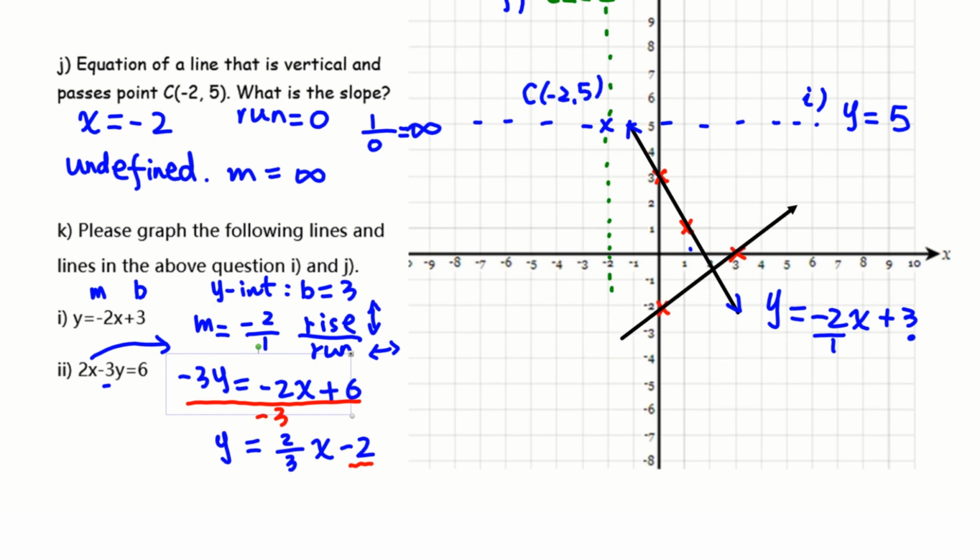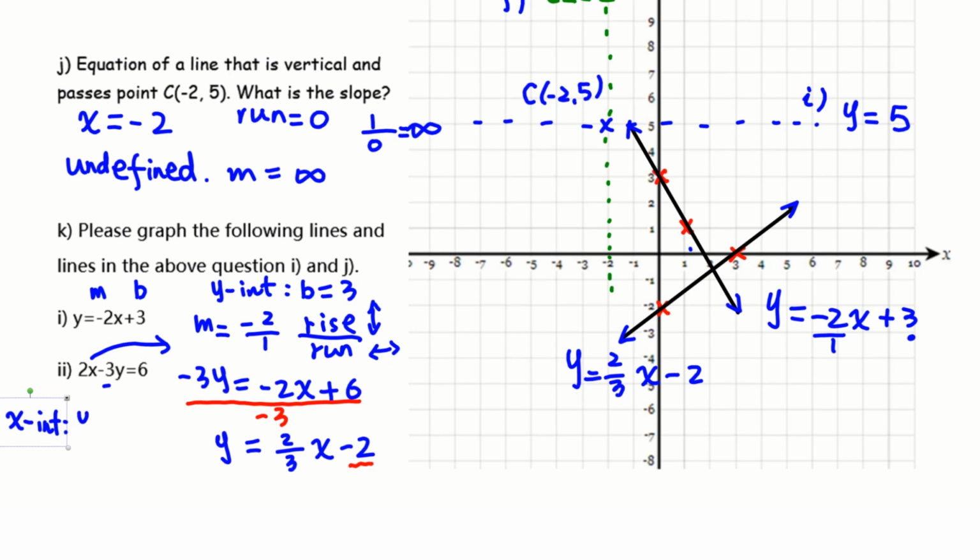Then add arrows at both ends, then it's done. Label this triangle. Label this line. So it's y equals 2 over 3 x minus 2. There is another way: find the x-intercept and y-intercept.